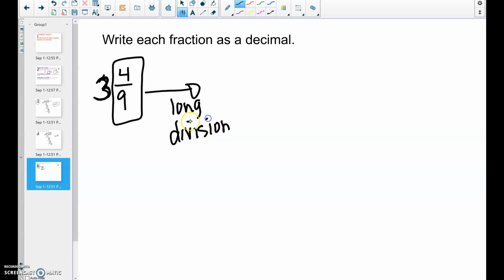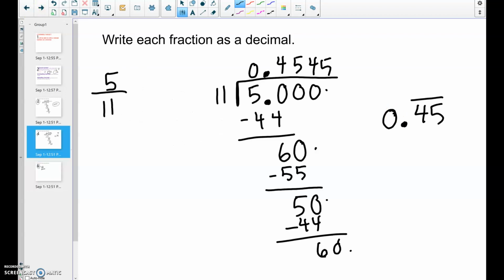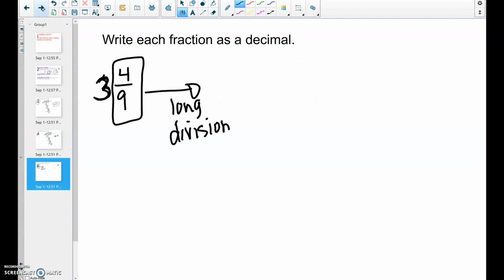I need to use the 3 at the end, because my answer is going to be 3 point something, whereas in these last ones, we had a 0 here at the top. Okay, so this one's going to have a 3. So you can do this. We're going to have a 9 on the outside, because remember the bottom always goes inside, and then we have a 4. So 9 doesn't go into 4. So we have a 0, so now we have a 0.